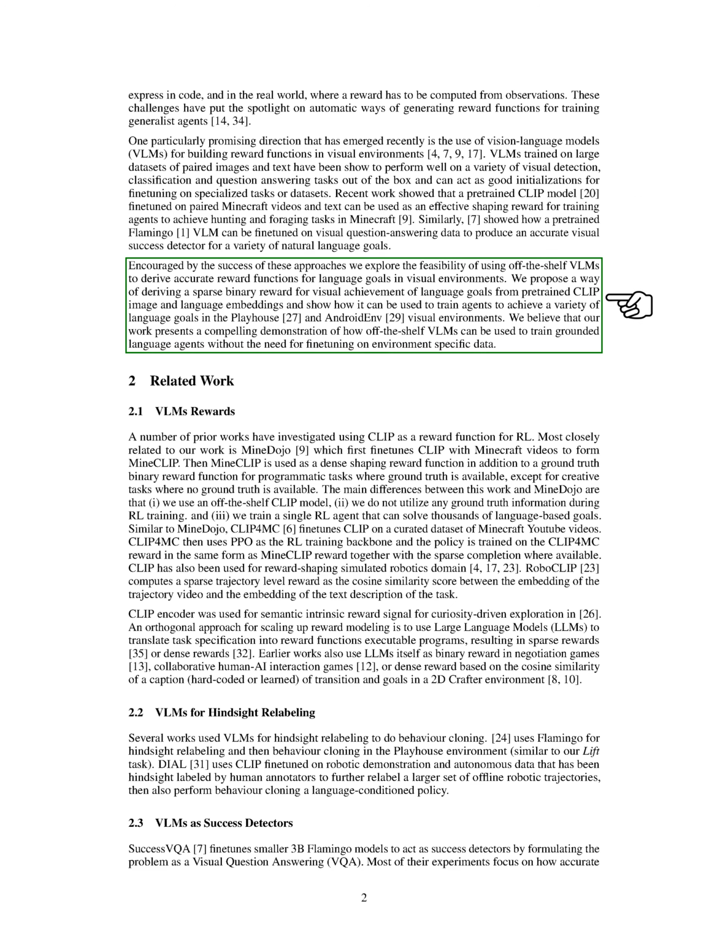Inspired by these successes, we explore the possibility of using off-the-shelf VLMs to derive accurate reward functions for language goals in visual environments. We propose a method of deriving a sparse binary reward for visual achievement of language goals from pre-trained CLIP image and language embeddings. We show how this can be used to train agents to achieve a variety of language goals in the Playhouse and AndroidEnv visual environments. We believe that our work demonstrates how off-the-shelf VLMs can be used to train language agents without the need for fine-tuning on environment-specific data.